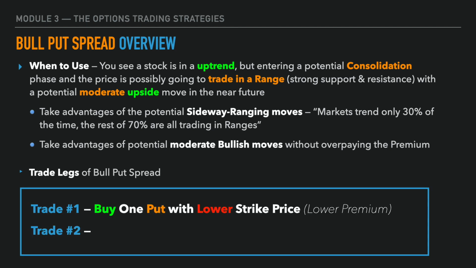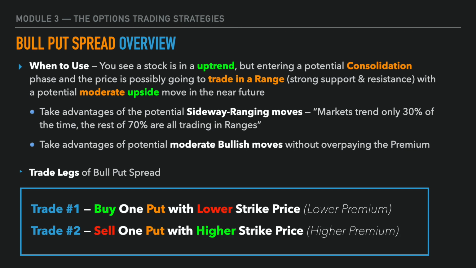First, you buy one put option with a lower strike price. Then at the same time, you sell one put option on the same underlying stock with a higher strike price. For put options, the higher the strike price is, the higher the premium will be. So the premium you receive from your second trade will be higher than the premium you pay for your first trade. And that's exactly how you create this credit spread into your account.